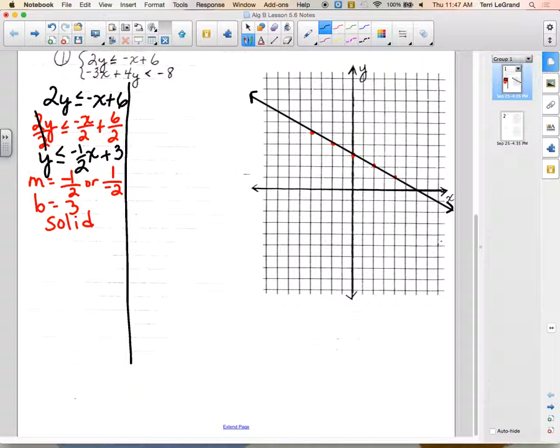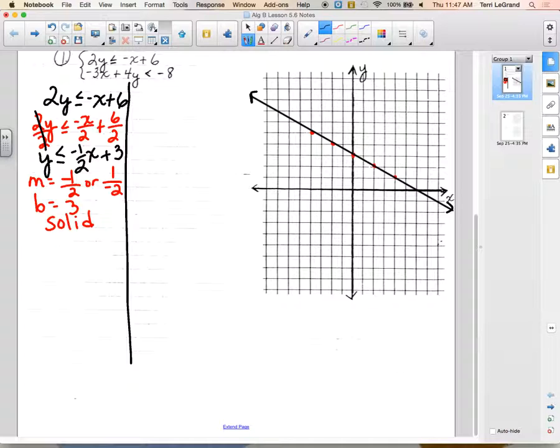Now we have to decide, should we shade before we do a test point or after? What do you want to do? Do our test point first? Because we have to do a test point either way. I'm going to make you do a test point, so I think, when you know you've got to do a test point anyway, you might as well do it ahead of time.